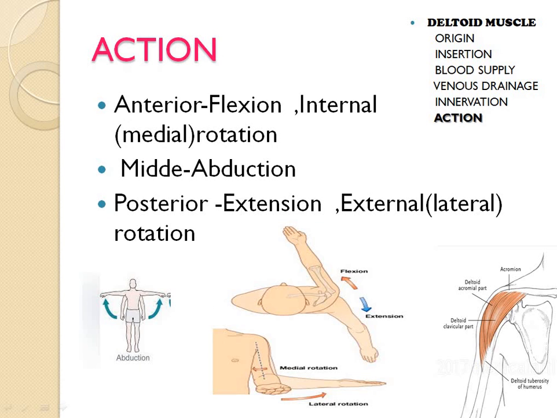Action. The anterior fiber. This is the anterior fiber that helps with flexion. This is the flexion, and the internal rotation or medial rotation, and the middle fiber is helpful for abduction. The posterior muscle fiber helps with extension and external rotation, that means lateral rotation.